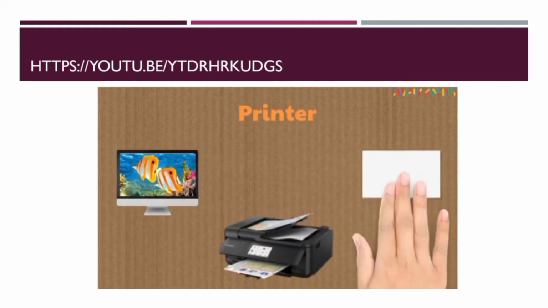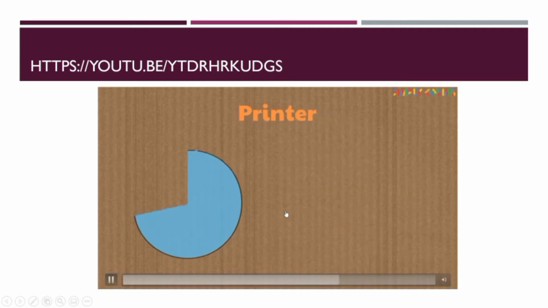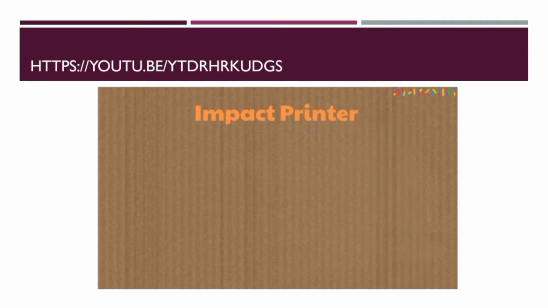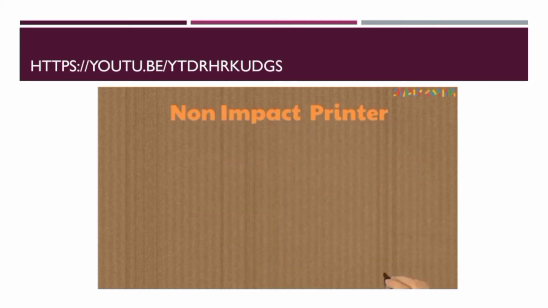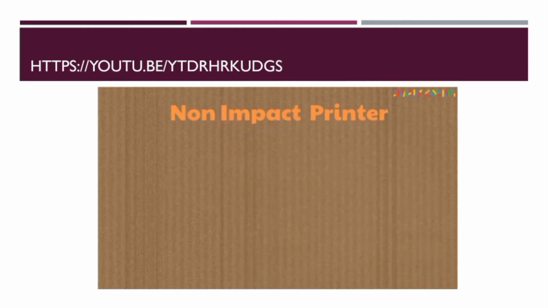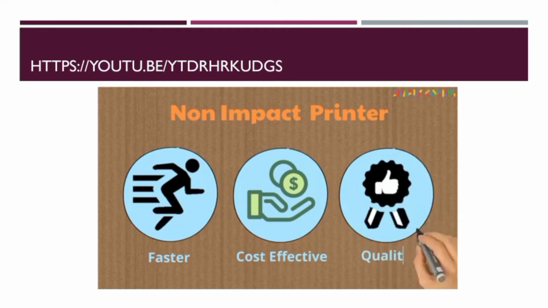A printer takes electronic data from a computer and generates a hard copy of it. There are two types of printers, impact printers and non-impact printers. An example of an impact printer is the dot matrix printer, where there is mechanical contact between the printer head and paper. Non-impact printers are of many kinds, including laser printer, inkjet printer, thermal printer, etc. As there is no contact, they are faster, cost-effective and of better quality.